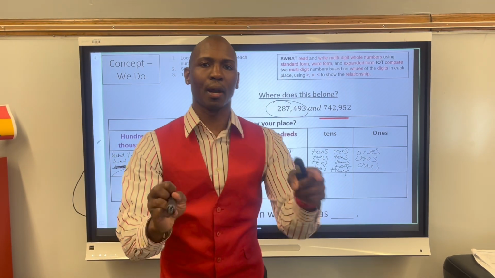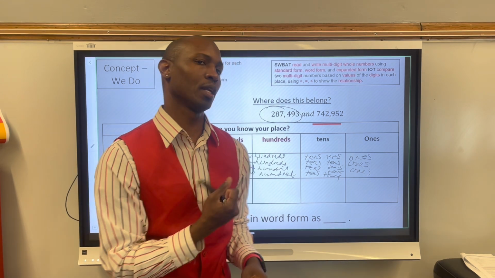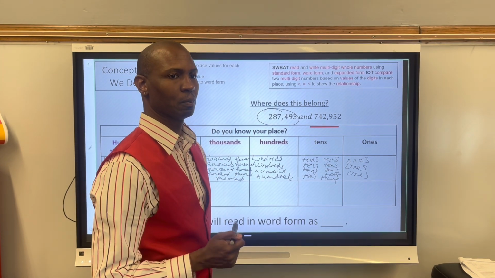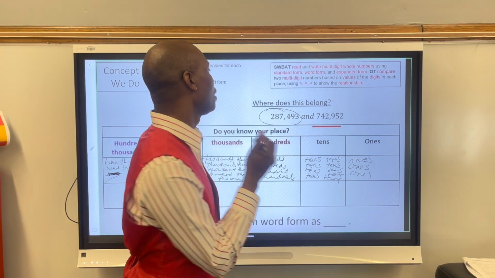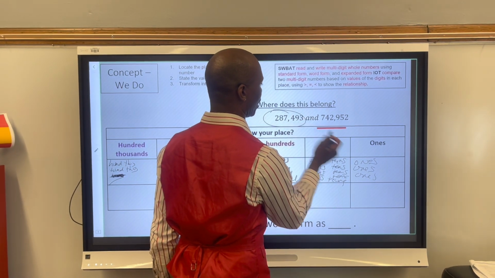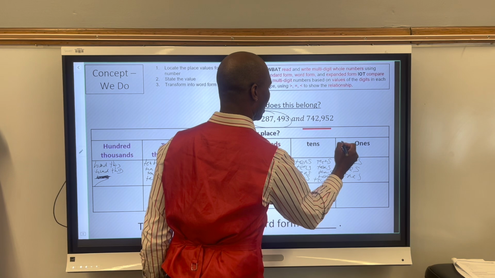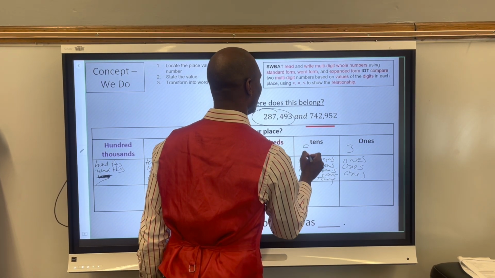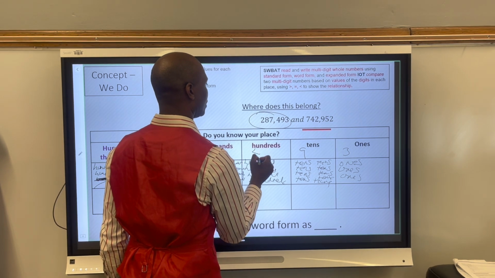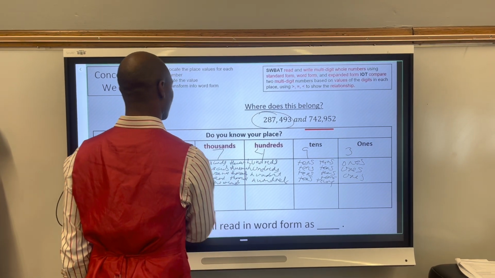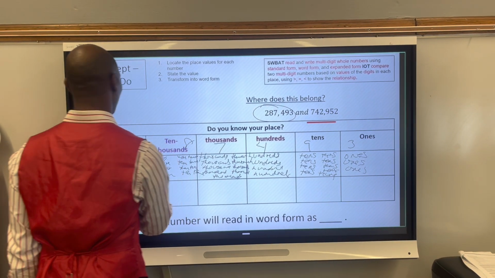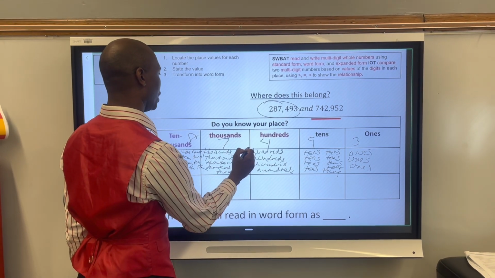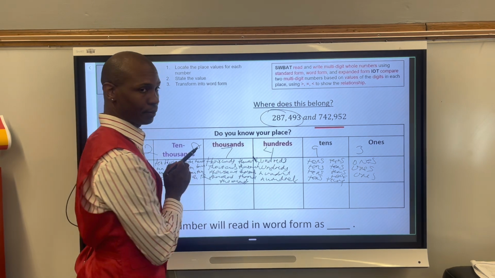Based on what we practiced in the I do, what Dr. Hines did, what would be my next step? To put the numbers in its place value. So this would be my 3, this would be my 9, this would be my 4, this would be my 7, this would be my 8, and this would be my 2. So everything matches up, and we see the comma being our separation point, correct?